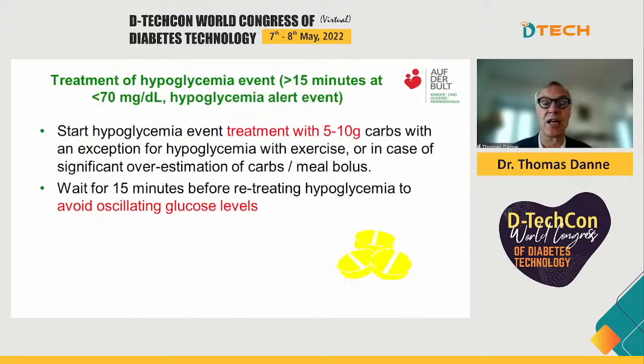Another big issue is hypoglycemia, and many people overtreat hypoglycemia. This is, of course, particularly difficult if the insulin is turned off. The hybrid closed loop is a low glucose suspend system, so if the glucose is already low, the insulin is likely to be suspended. So one should treat the hypoglycemia with only 5 to 10 grams of carbohydrate, except maybe for hypoglycemia during exercise.